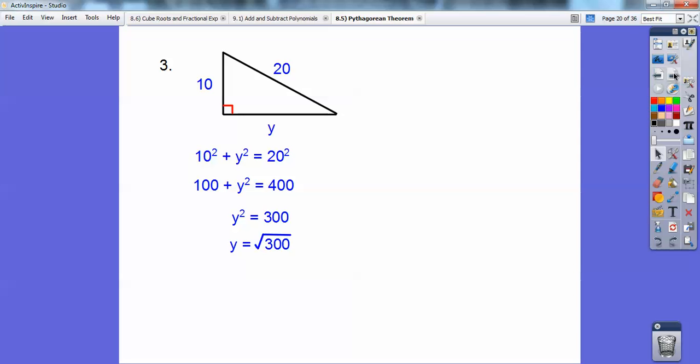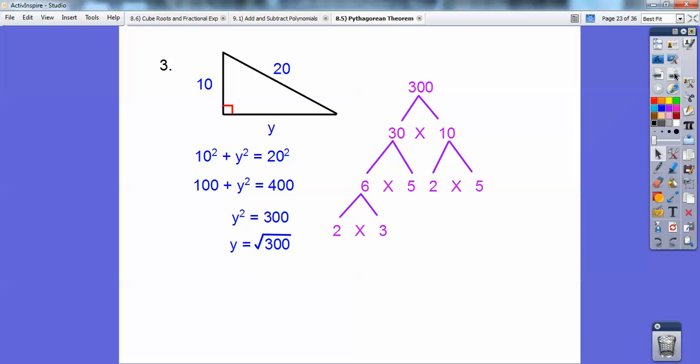And then remember how we did this? We break it down. 300 is 30 times 10. And then 30 breaks down to 6 times 5, and then 10 breaks down to 2 times 5. I should have circled the prime numbers, the 5, the 2, and the 5, but this 6 breaks down a little bit more to 2 times 3. So there's the prime factorization: 2, 3, 5, 2, and 5. I'm going to put that all inside that radical, and I'm going to put them in order: 2 2's, a 3, and 2 5's.